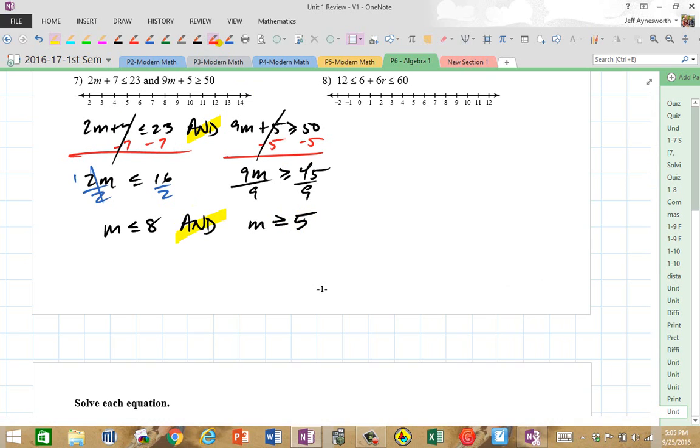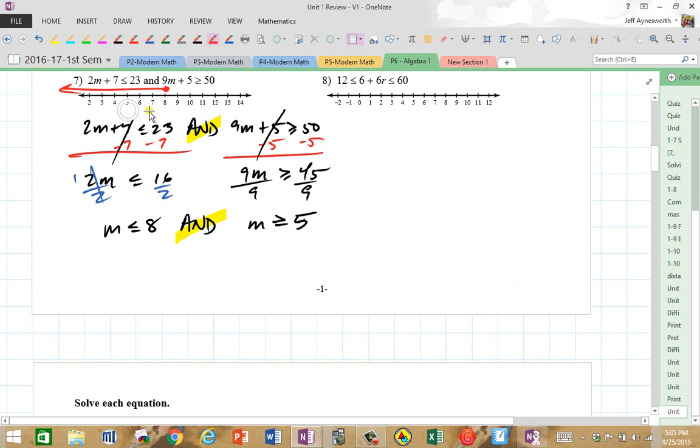So I'll tell you what, less than or equal to 8 is this way. All right, greater than or equal to 5 is this way. All right, where's the solution? Well, in between, right? You got, including 5 and 8. So here's the solution in blue. All right, m could be any number between 5 and 8, including 5 and 8.